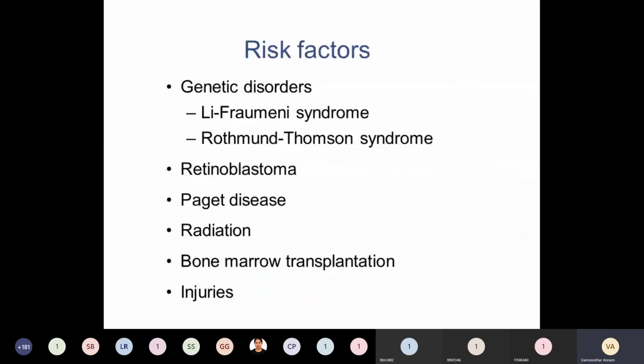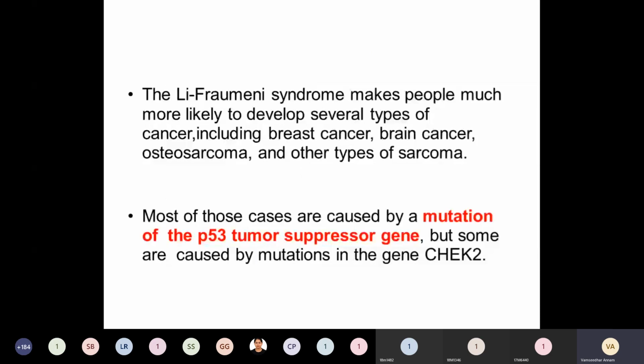So what are all the risk factors for bone tumors? One is genetic disorders like Li-Fraumeni syndrome, Rothmund-Thomson syndrome, retinoblastoma, that is the RB gene, then Paget's disease, radiation, bone marrow transplantation. Injuries don't cause it. Coming to Li-Fraumeni syndrome, it makes people much more likely to develop several types of cancer, including breast cancer, brain cancer, osteosarcoma, and other types of sarcoma. Most of these tumors have mutation of P53.